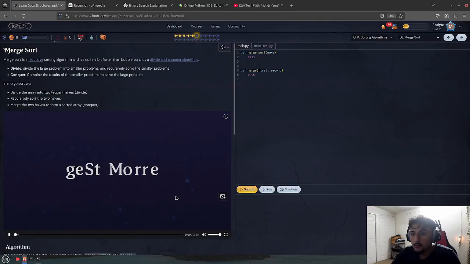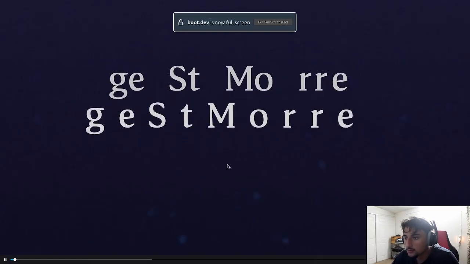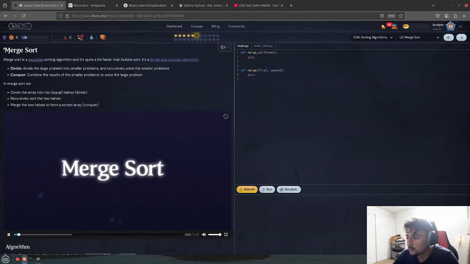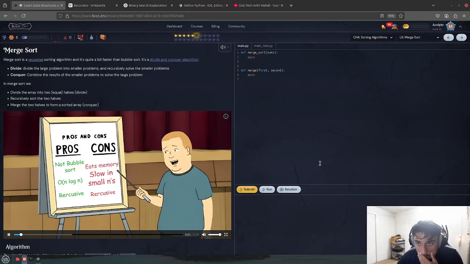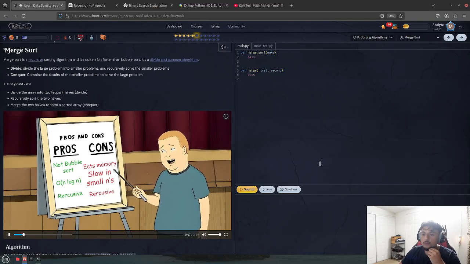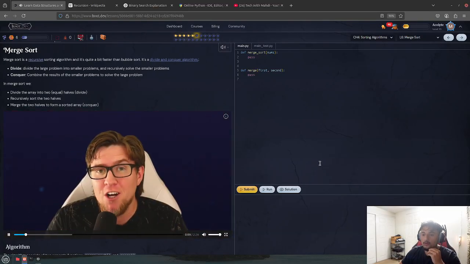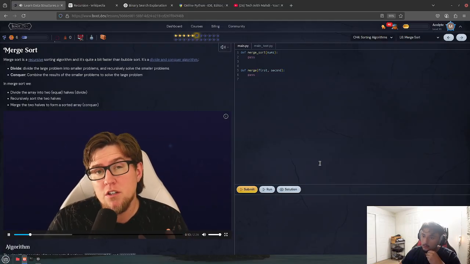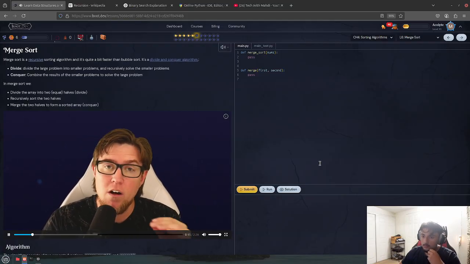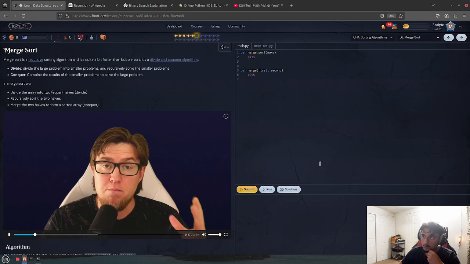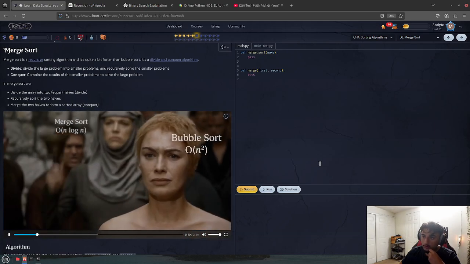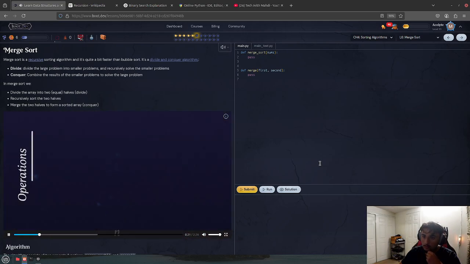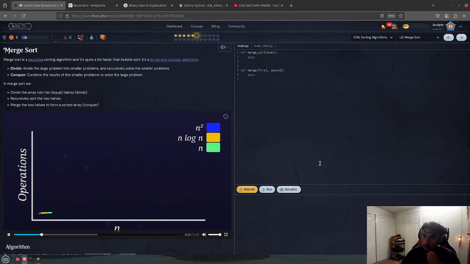Okay. Let me explain the pros and cons of merge sort, and then we'll break down the algorithm step by step. Merge sort is much more efficient than bubble sort, which if you're here slogging through an algorithms course, you probably already know a little bit about. In big O terms, merge sort is order n log n, which makes it a lot faster than bubble sort's shameful order n squared.